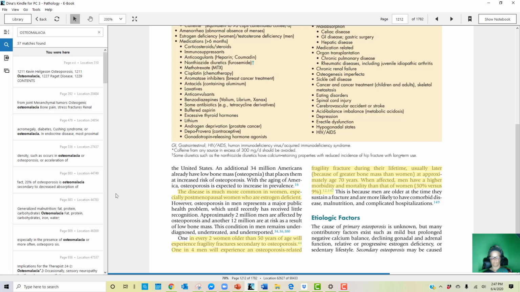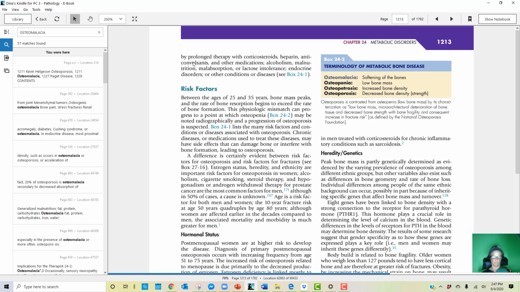Etiologic factors. The cause of primary osteoporosis is unknown, but many contributory factors exist such as mild but prolonged negative calcium balance, declining gonadal and adrenal function, relative or progressive estrogen deficiency, or sedentary lifestyle. Secondary osteoporosis may be caused by prolonged therapy with corticosteroids, heparin, anticonvulsants, and other medications, alcoholism, malnutrition, malabsorption, or lactose intolerance, endocrine disorders, or other conditions or diseases.